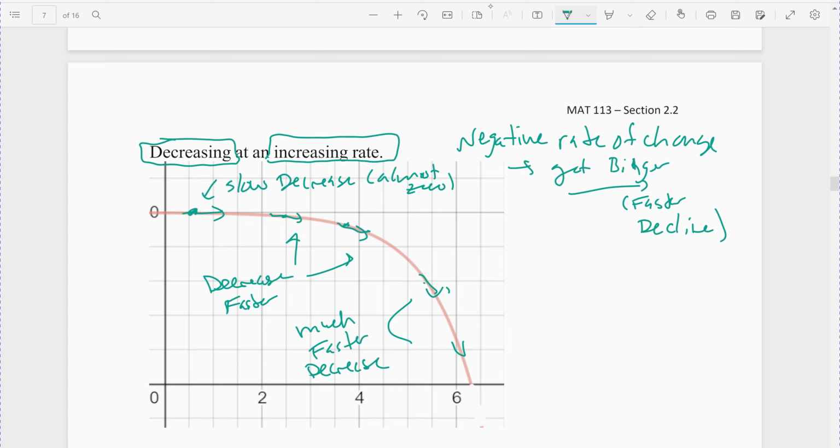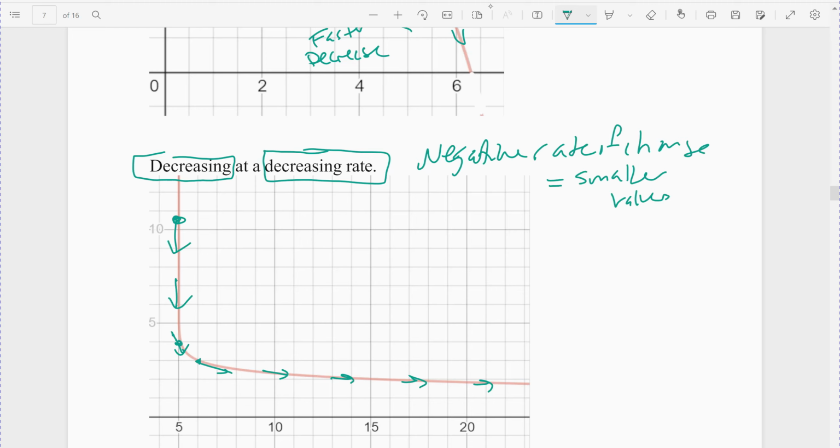If you're driving along in a car, this would not be a very good graph for a car, but this beginning part would be like you're going at like 100 miles per hour. And then you hit the brake somewhere around here at 5, and you start to slow down pretty fast. You slow down to where you're almost going 0 miles per hour. You're getting slower and slower.